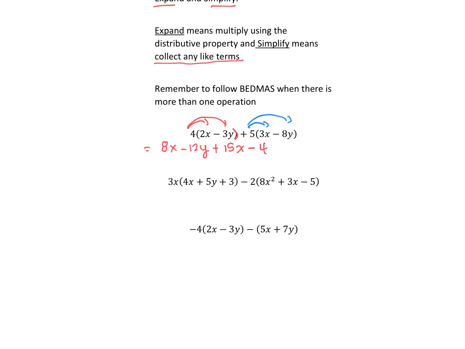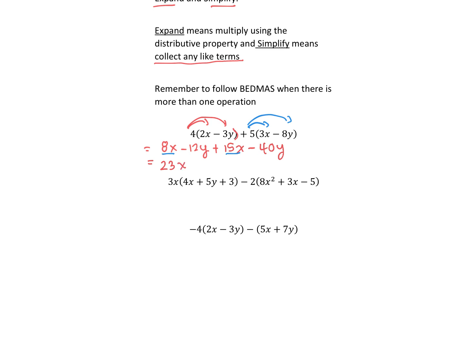5 times 8 is 40, and we have a y. Then we look for like terms. So we look for terms that have exactly the same variables. So I noticed that 8x and 15x are like terms because they both have 1x. So remember, when we add like terms, we only add the coefficients, not the variables. So 8 plus 15 is 23, and we have x's.